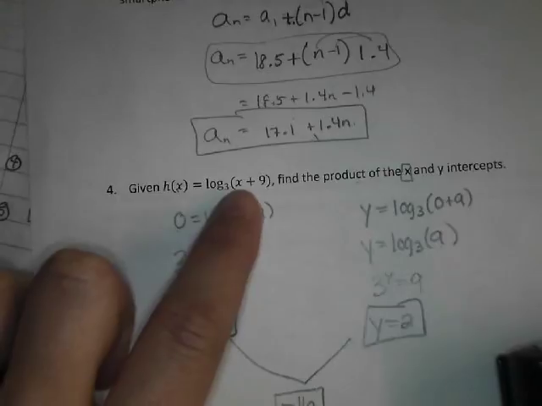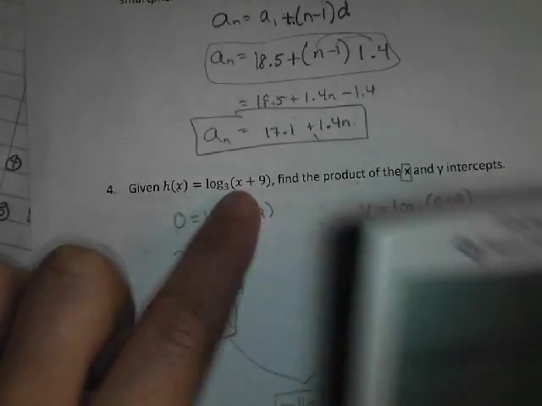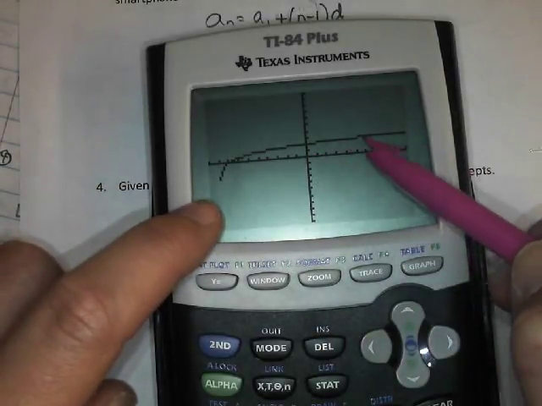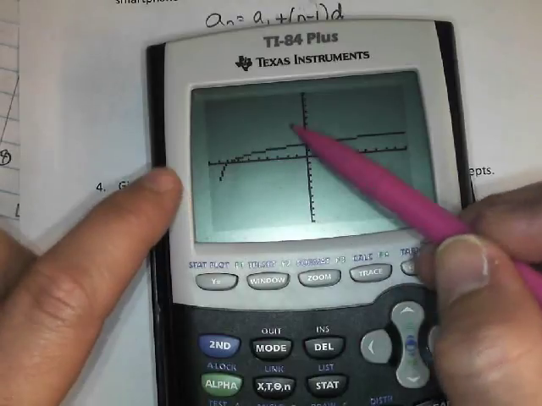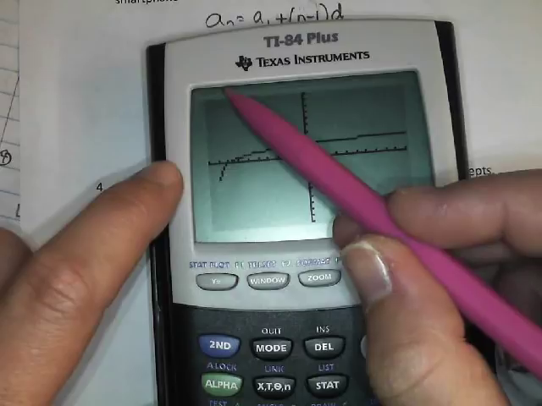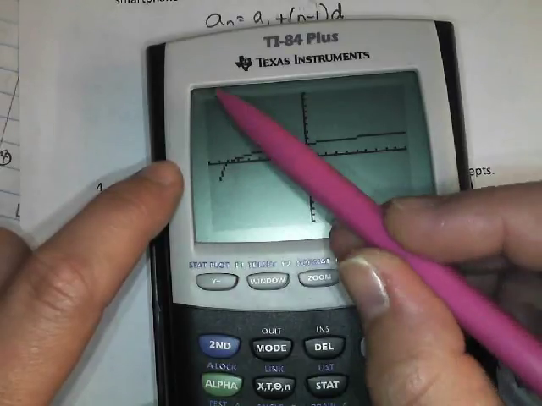Right? And so the parent graph, the log parent graph, which usually is like here, got shifted left 9 units. So the asymptote that used to be at x equals 0 got shifted left 9 units as well. So the new asymptote is over here. Good? Okay.